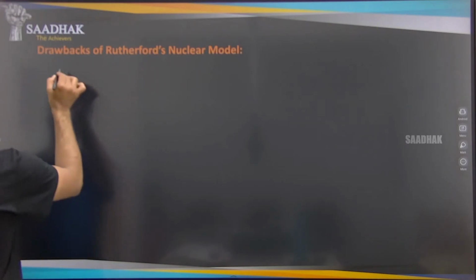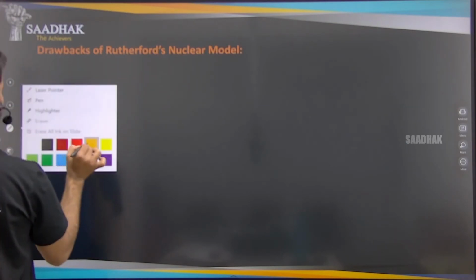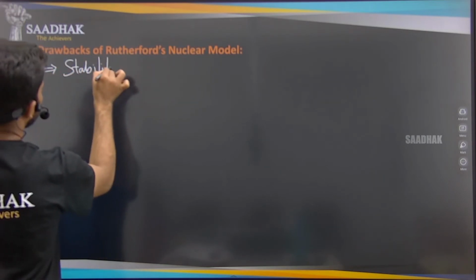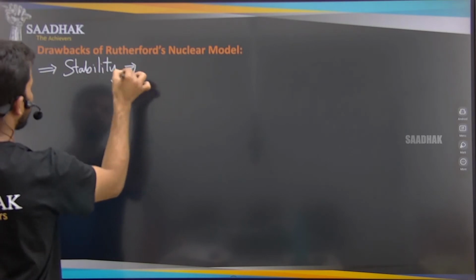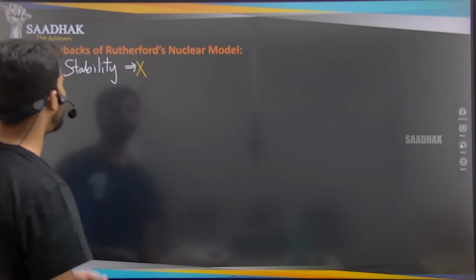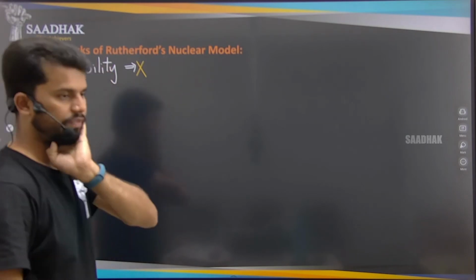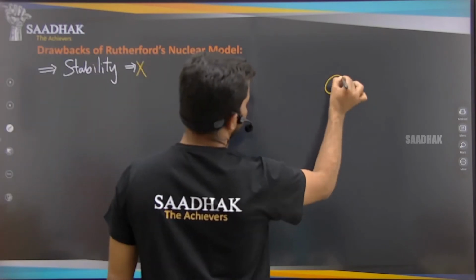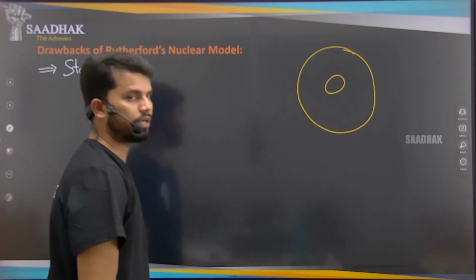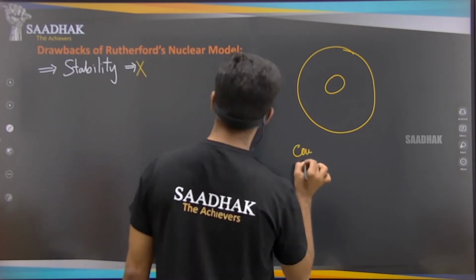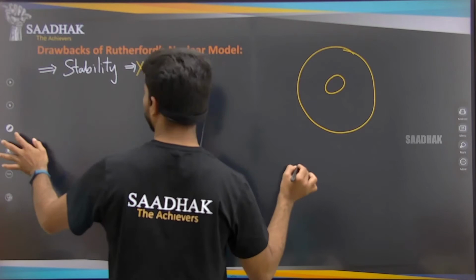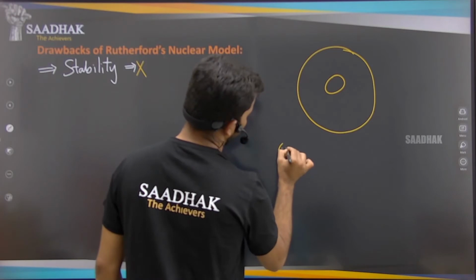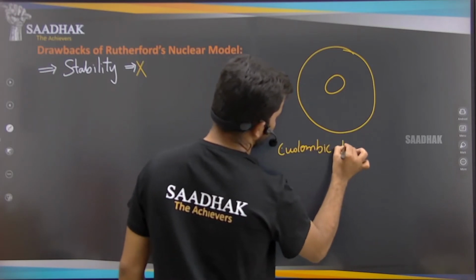So after that, what are the drawbacks of this Rutherford model? The first one is the stability. The stability of the atom was not able to be explained by this Rutherford atomic model. What is that? If this is our nucleus, this is how the electrons are revolving around it. If you apply the Coulombic force onto this electron and the nucleus, how will this Coulombic force be?